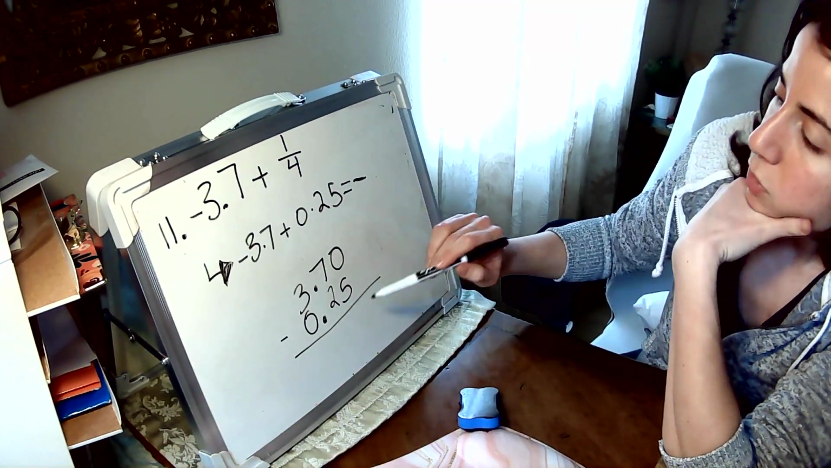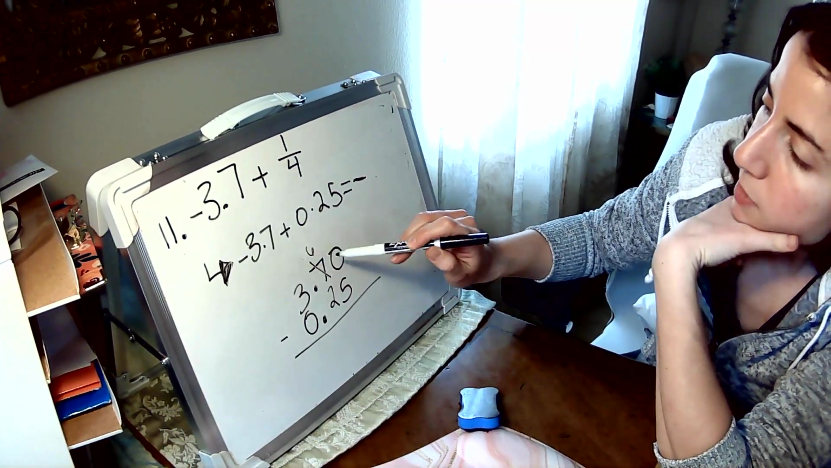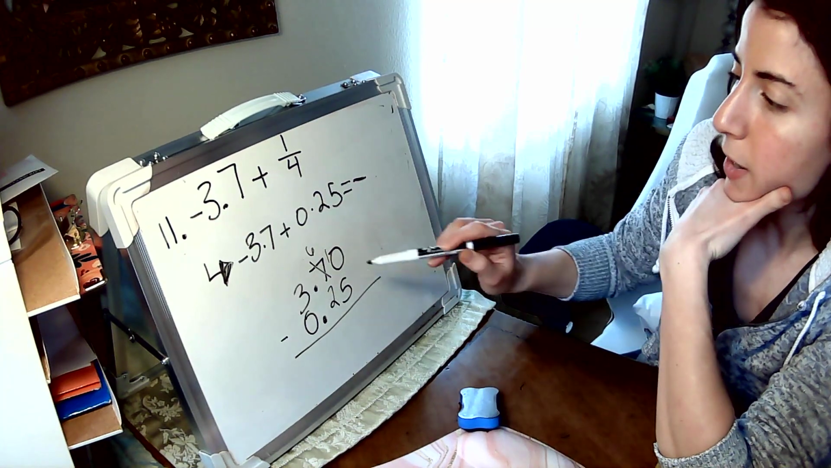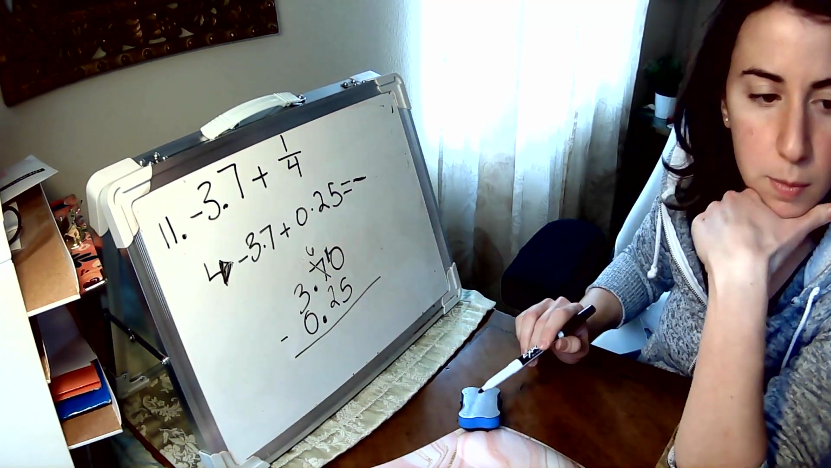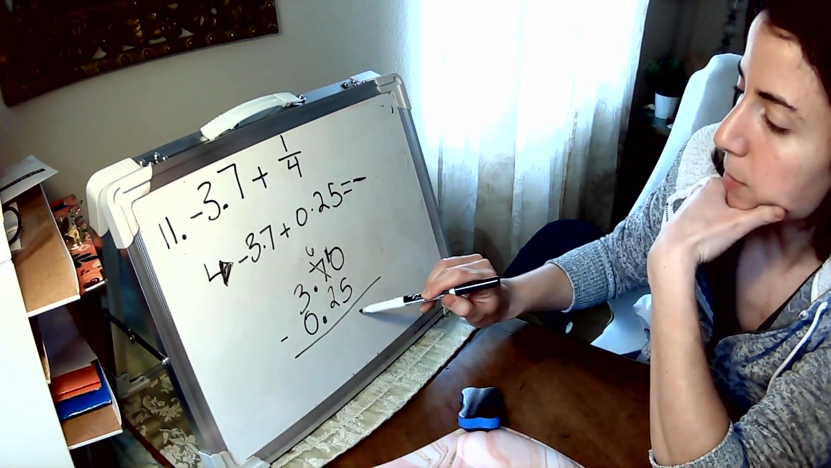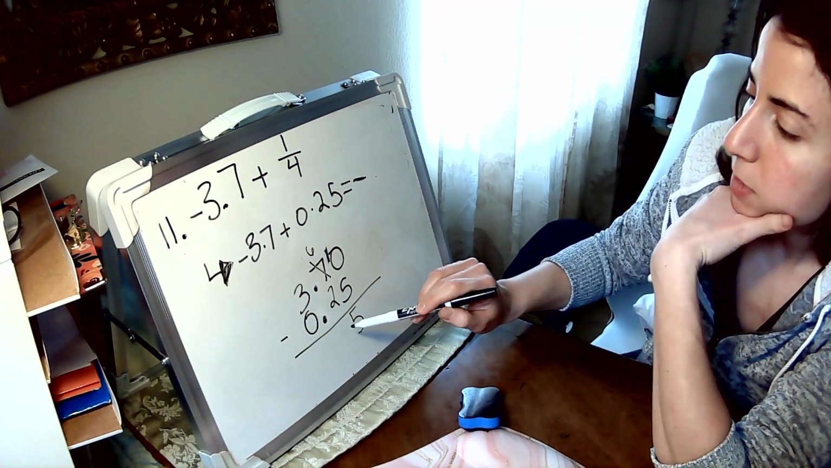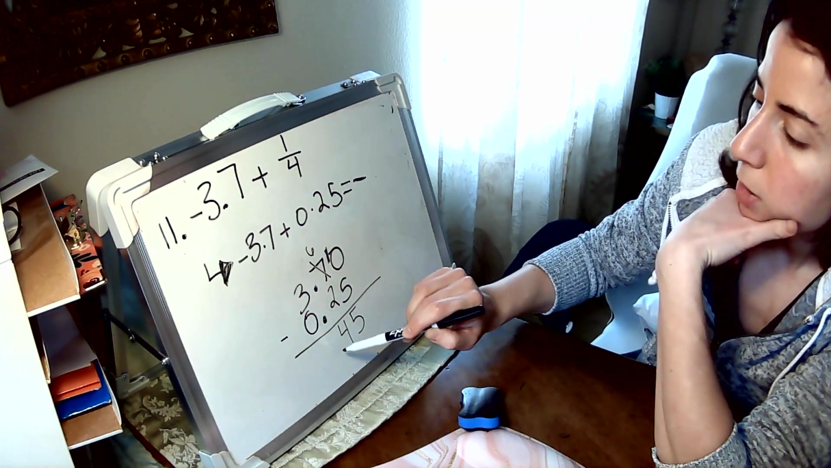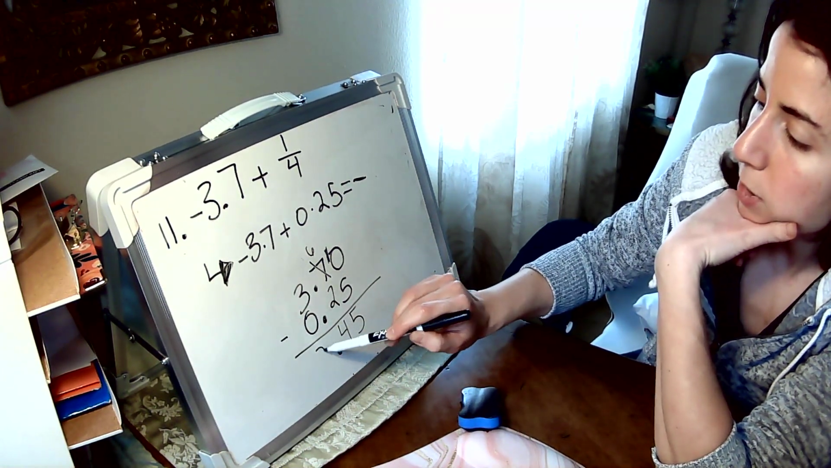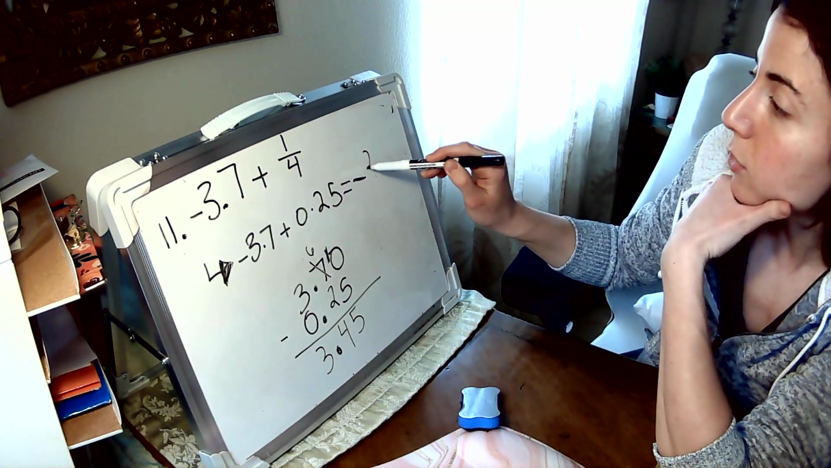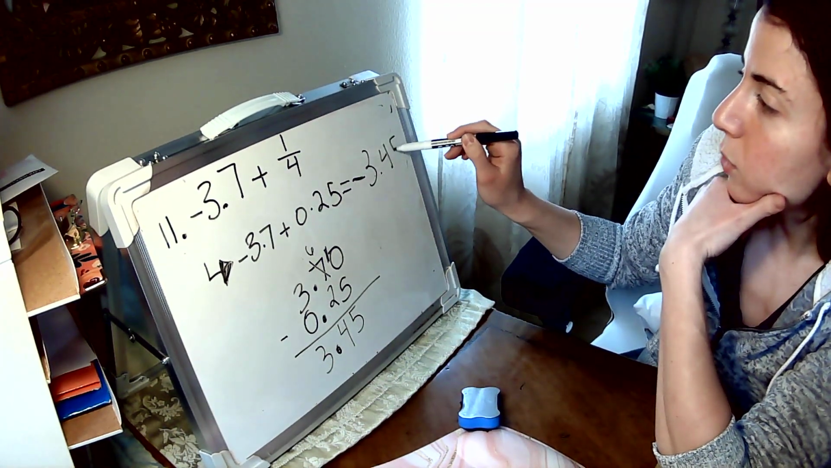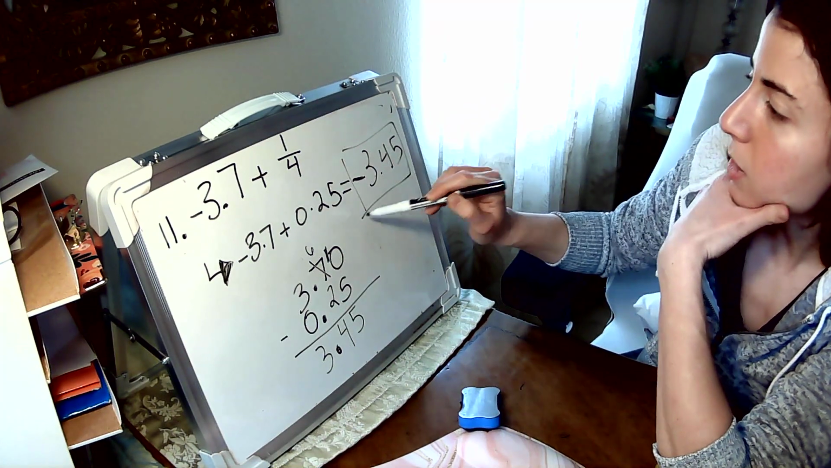So I'm like, all right, can't do 0 minus 5, this turns into 6, I get a 1 there, this turns into 10, yeah? Right, 10 minus 5 is 5, 6 minus 2 is 4, drop the decimal point, and the 3 comes down, so negative 3.45 is our answer.